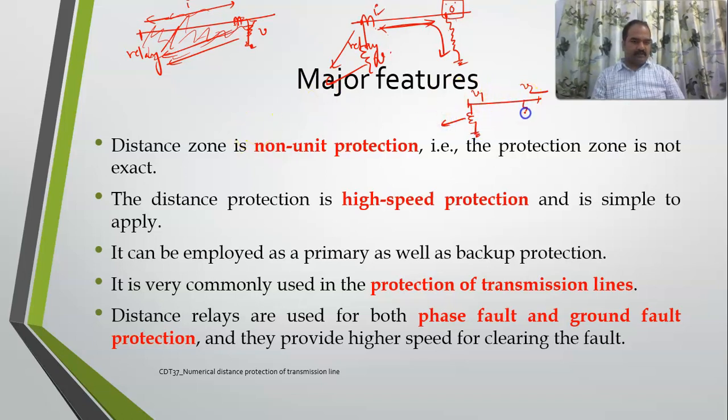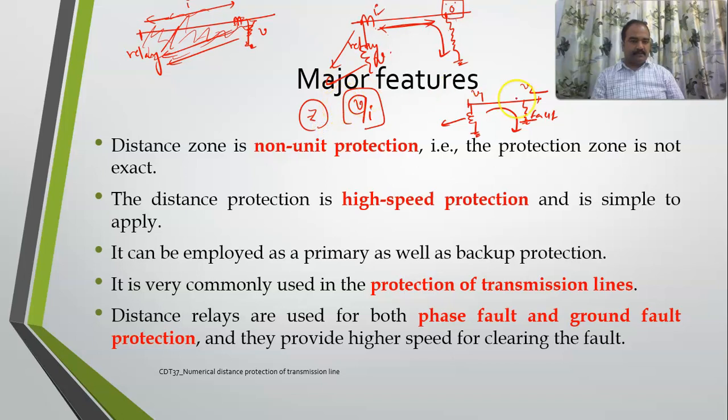Now let us suppose the fault is happening here. Since the current will be flowing in this way, your voltage will be a little bit less. If the fault is farther, then the voltage which you are measuring here will be a little bit higher. So the ratio of V by I is going to change. If there is a fault, then automatically the V value will be collapsing. So your Z value will be collapsing.